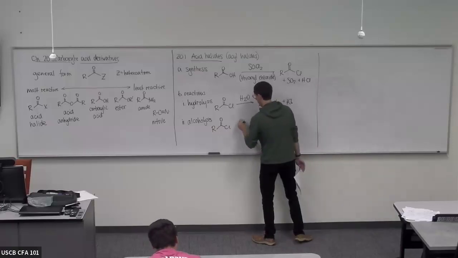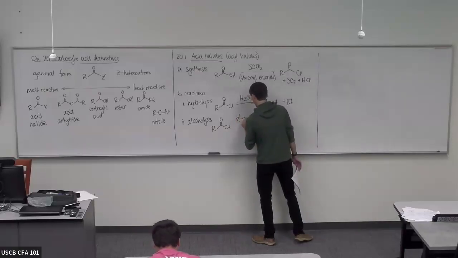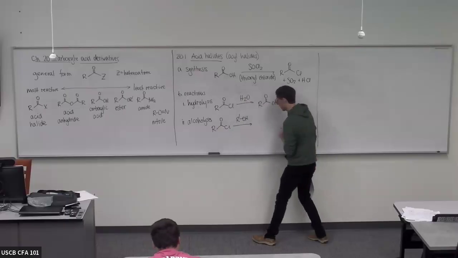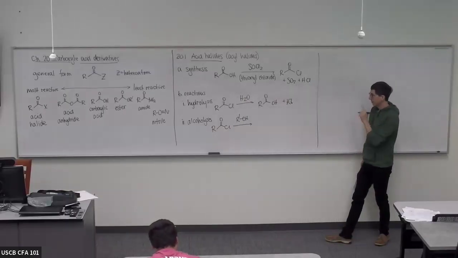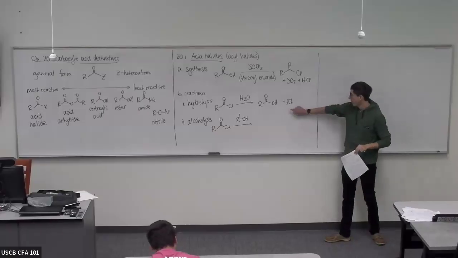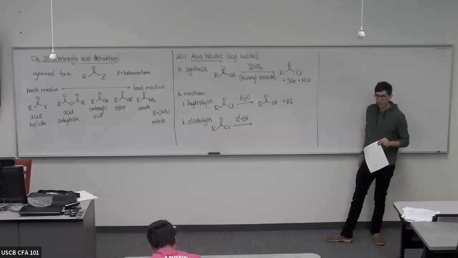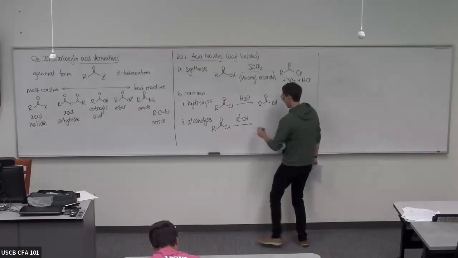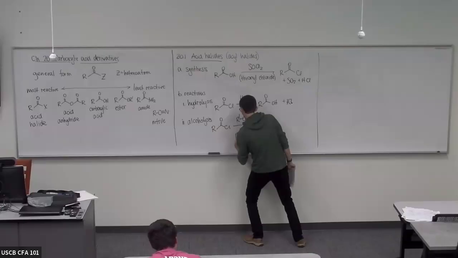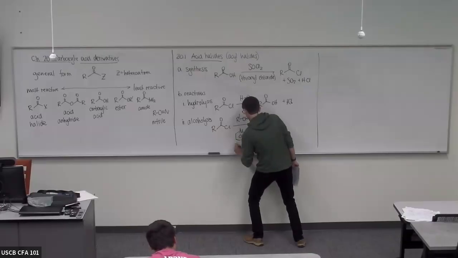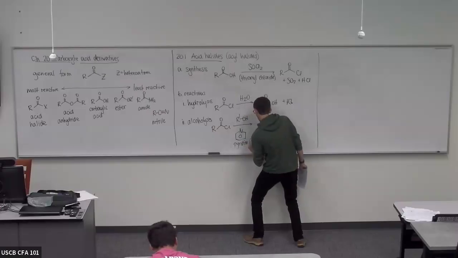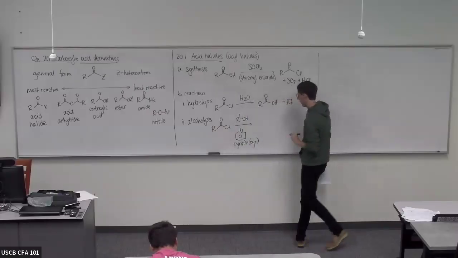Take our acid halide. Add an alcohol. And then, like in this reaction, we're going to make HCl, and so we need something to mop that up and sequester it, I guess. For that, we're going to use pyridine.